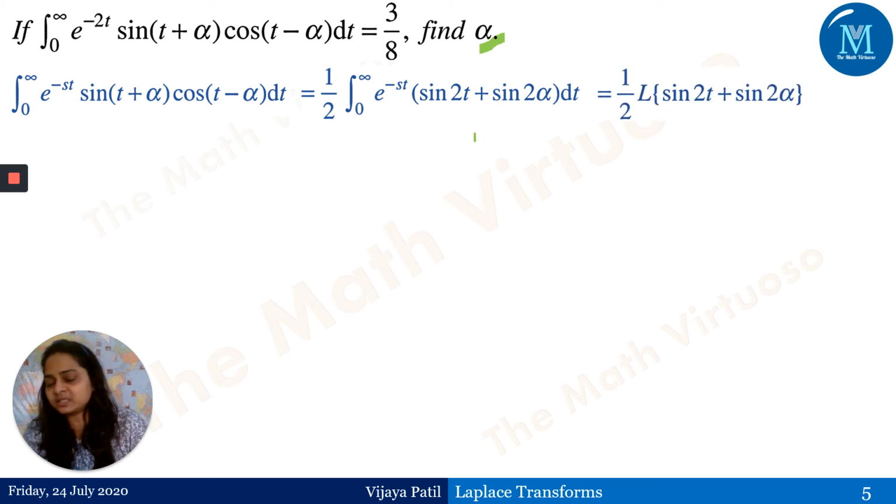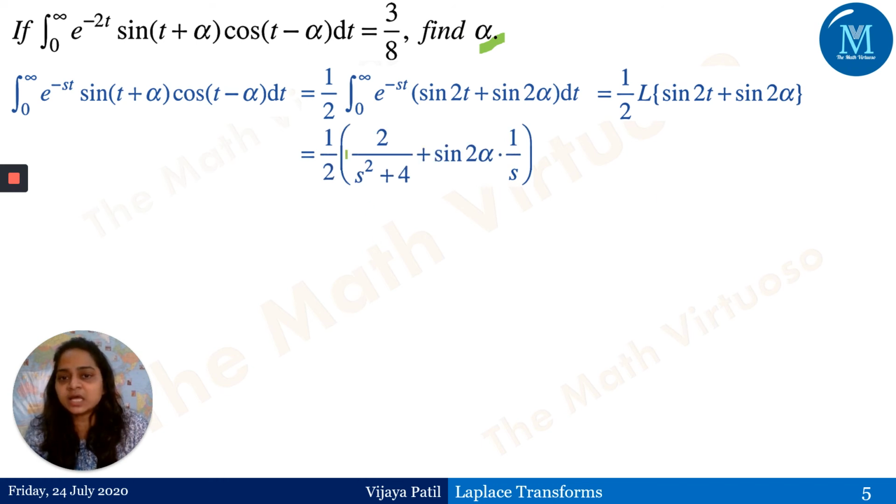So I'm not spending time on it. Everybody is aware of it; it's a quite obvious formula, the expansion of sine a into cos b. It's 1 by 2 times sine 2t plus sine 2 alpha. Now we take 1 by 2 times the Laplace of sine 2t plus sine 2 alpha.